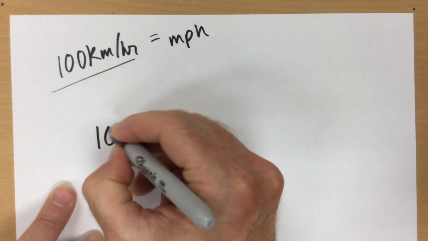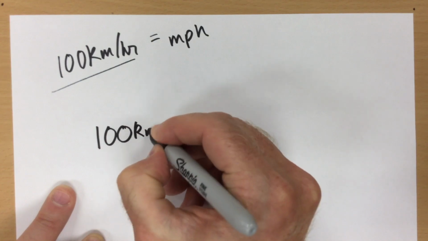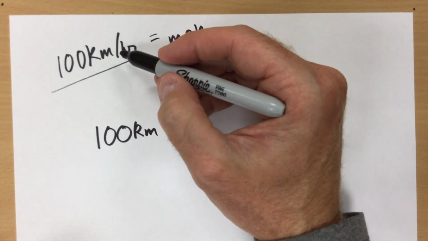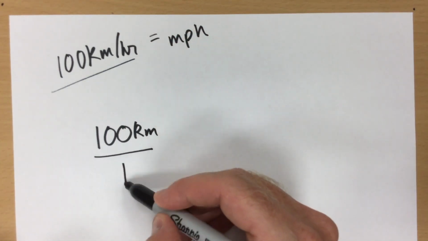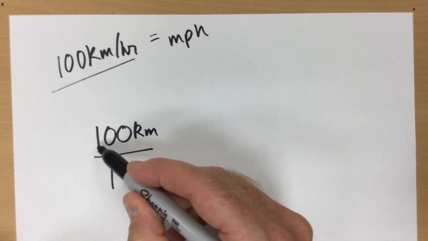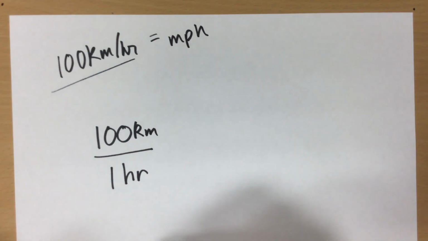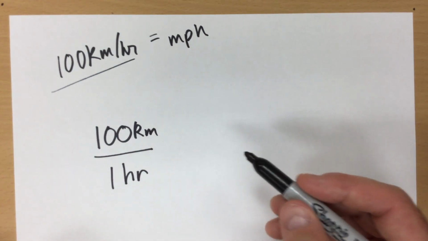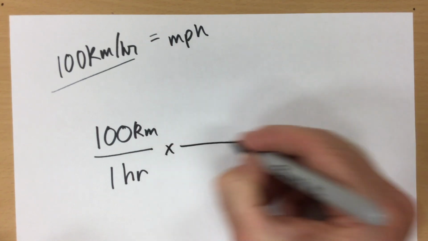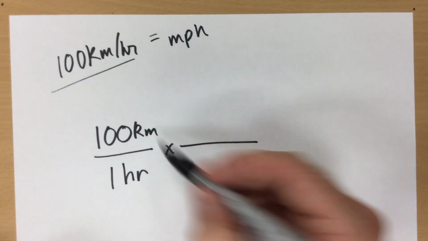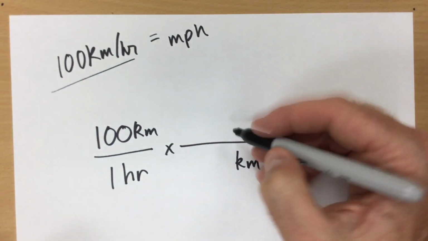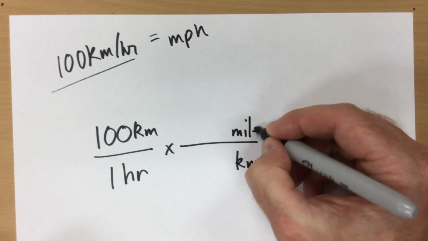So I'm going to start with what I know, 100 kilometers. Now, this little slash, that means per, that means divide. So I'm going to put that over top of an hour. So I'm going 100 kilometers every time I go 1 hour. Now I need to get rid of this kilometer. So let's try this out. I'm going to go a times symbol, and I want to cancel out kilometers, so I'm going to put kilometers on the bottom. I'm going to go up to the top. I want to turn it into miles, so I'm going to put miles up here.